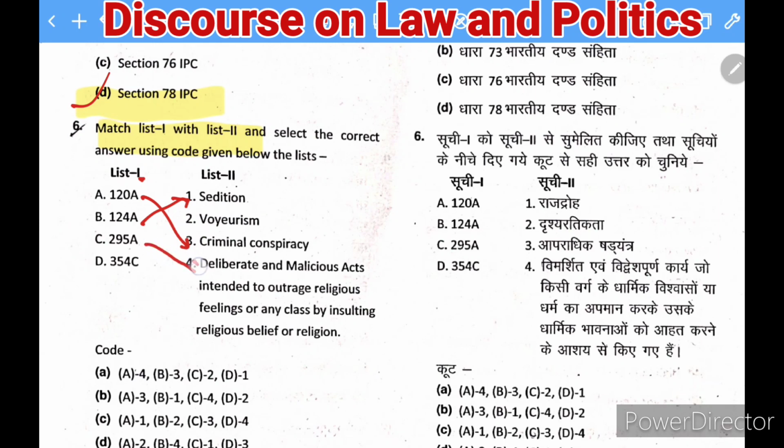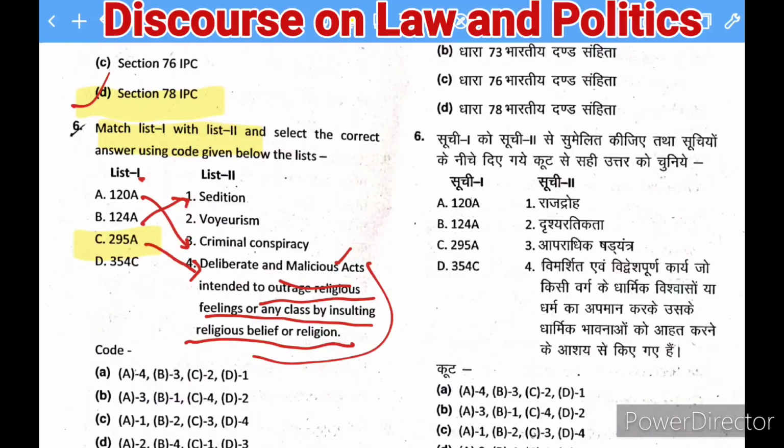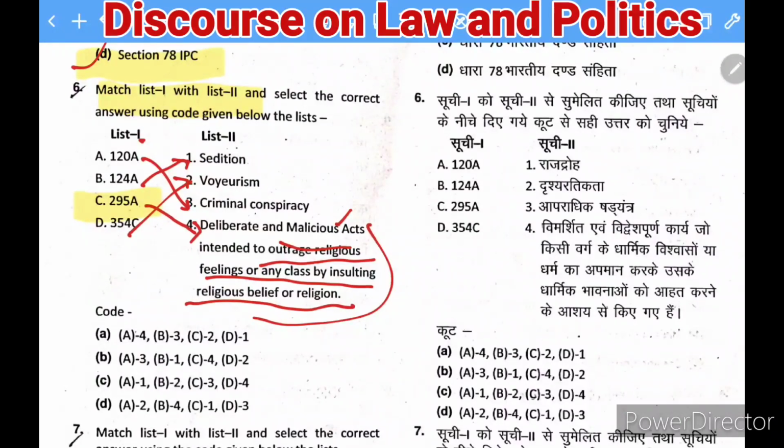295A is about the deliberate and malicious act intended to outrage religious feeling of any class by insulting religious belief or religion. So when you are making some kind of a statement so that someone's religious belief is going to be hurt, then this section 295A is going to apply. When the case of Nupur Tiwari happened, this section was very highlighted at that time. Then 354C is about voyeurism, that if you are seeing a woman secretly, then that is also a part of voyeurism.